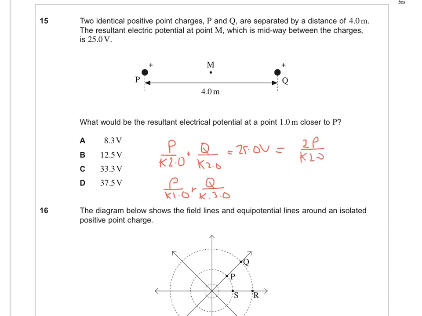K over 2.0, which is essentially P over K, and we can write this one as P over K plus P over 3K, which is 4P over 3K once you factorize it. So essentially what we've done is multiply by 4 over 3. 25 times 4 over 3 gives you 33.333, which is option C here.